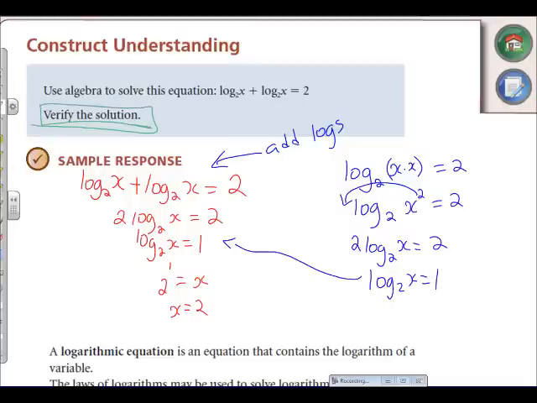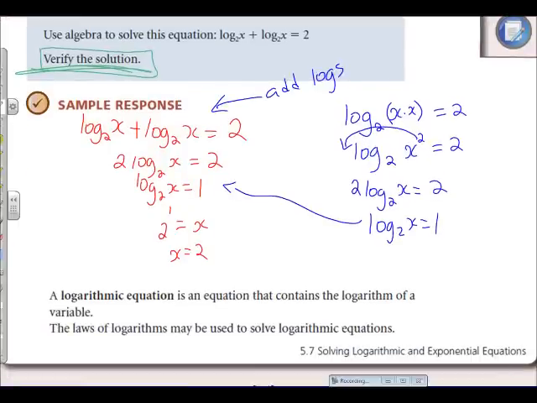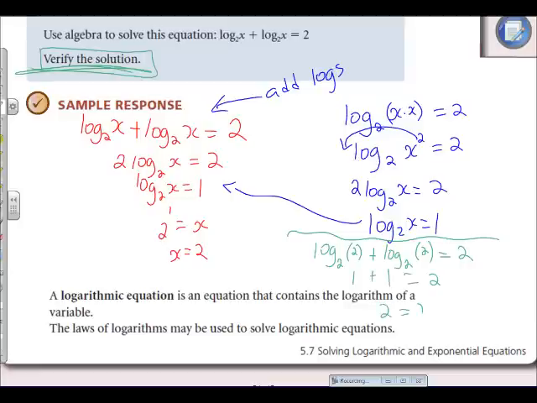And then there's this verify the solution. Let's do that right now. That means let's make sure that 2 is the answer. So log base 2 of 2 plus log base 2 of 2 equals 2. Let's see. Log base 2 of 2, that's 1. Log base 2 of 2, that's also 1. So then we've got 2 equals 2. Hey, that checks out.